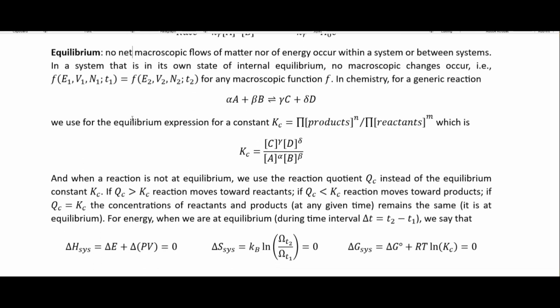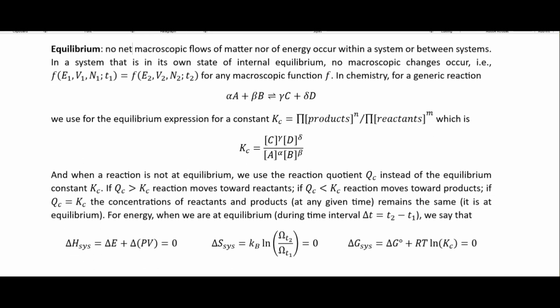Then, getting back to thermodynamics, we also have equilibrium. This is also extremely important, and we'll be spending a lot of videos later on in the series talking about equilibrium. So at the general chemistry level, what you should know about equilibrium is that equilibrium means that no net macroscopic flows of matter nor of energy occur within a system or between systems. So in a system that is in its own state of internal equilibrium, no macroscopic changes occur.